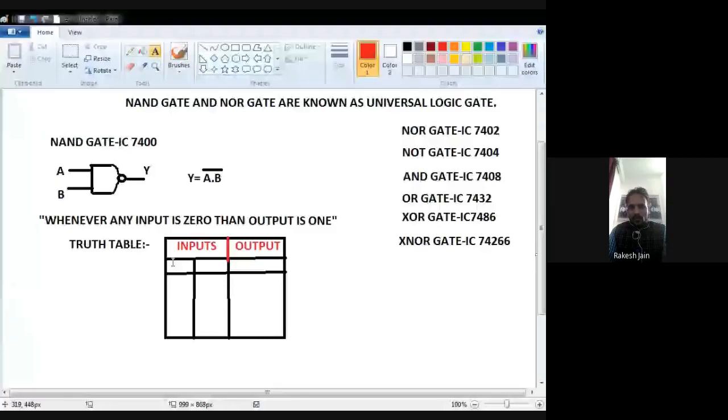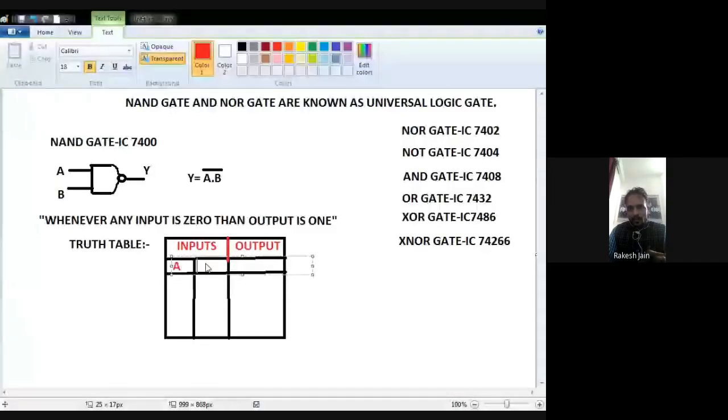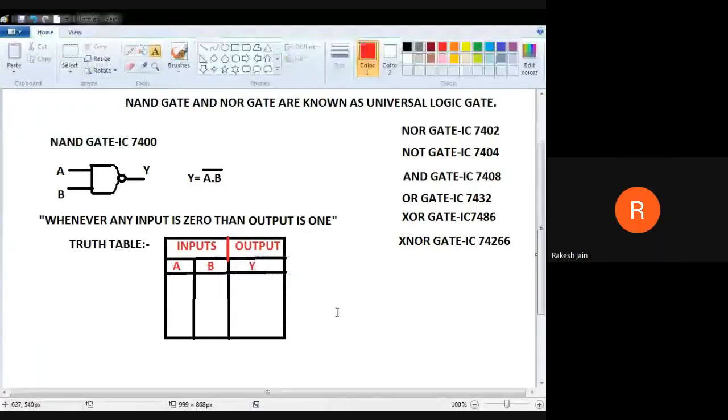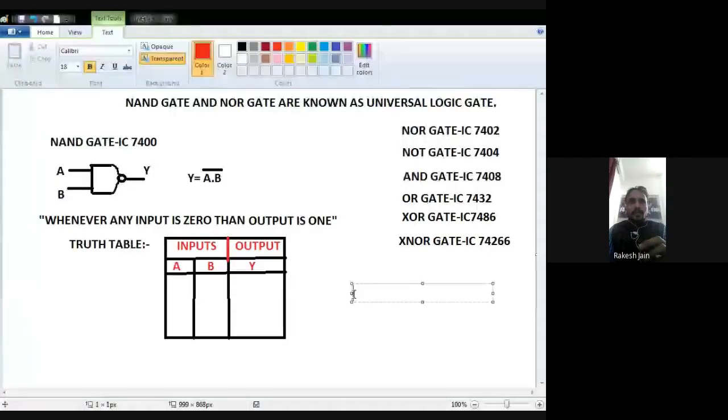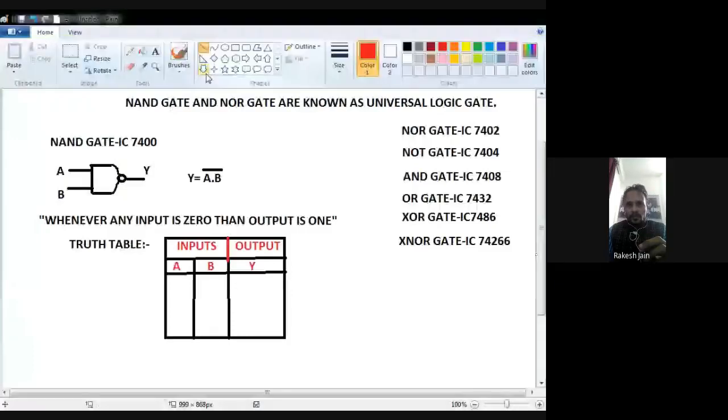Now see, here are my inputs. See very carefully. How many inputs are in the NAND gate? A and B, two inputs. And what is the output? My output is Y. Now whenever two inputs are there, how many combinations are there? Either both are 0 0, or first is 0 and second is 1, or first is 1 and second is 0, or both are 1 1. These four combinations are there.